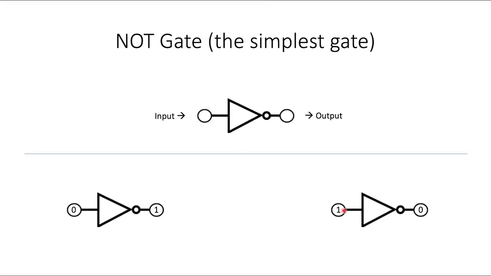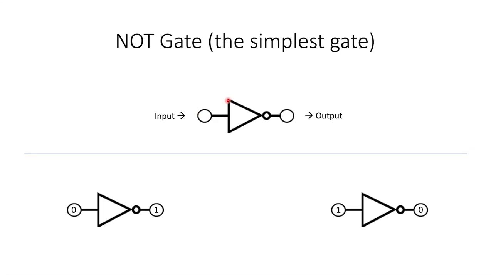Okay, and then the opposite is true. If I put in a 1, if I put a charged wire into this NOT gate, then a 0 comes out, which means that the wire going out of the NOT gate is not charged. And what this means is that essentially the NOT gate is sort of flipping whatever you give it. If you give it a 0, it gives you a 1. If you give it a 1, it gives you a 0, which is sort of why it's called the NOT gate, I should say.